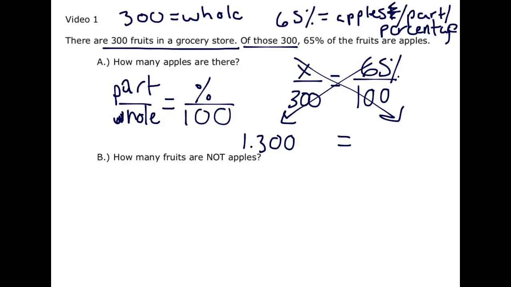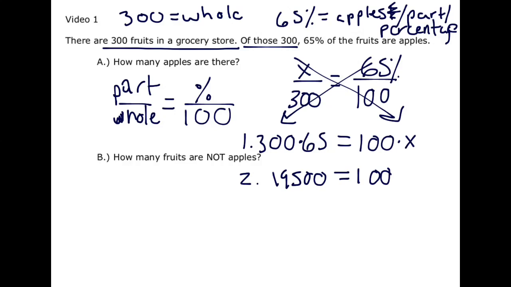300 times 65 equals 100 times x. Step 2, I need to multiply 300 times 65. So when I do that, 300 times 65, I get 19,500 equals 100 times x.